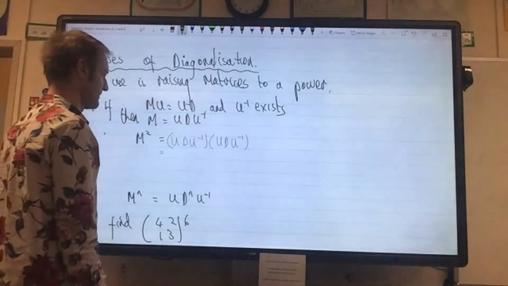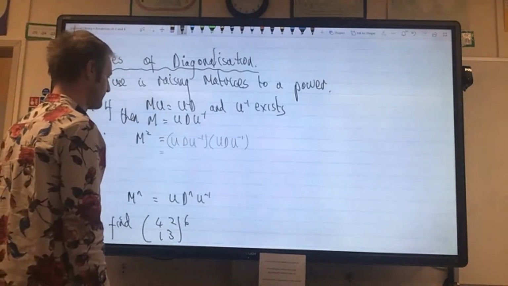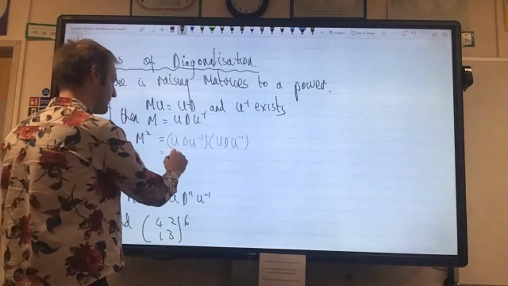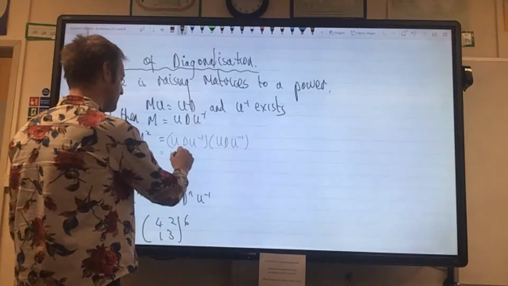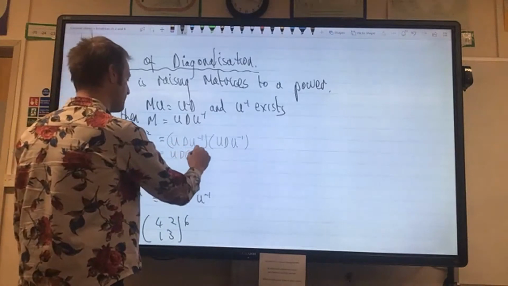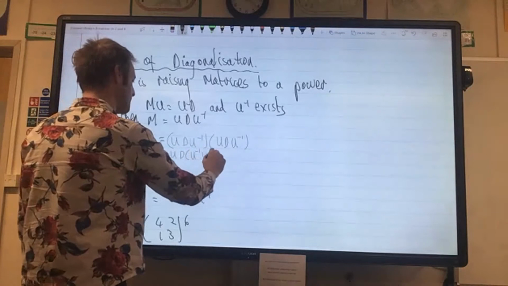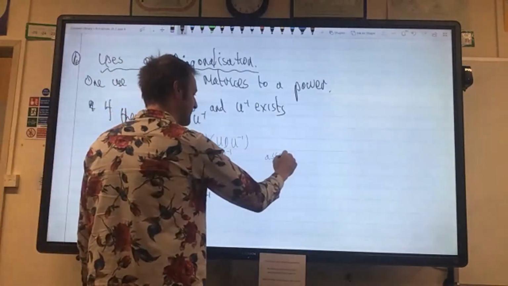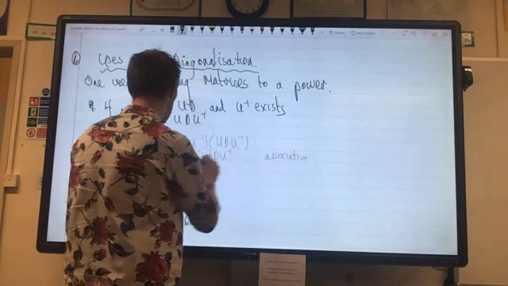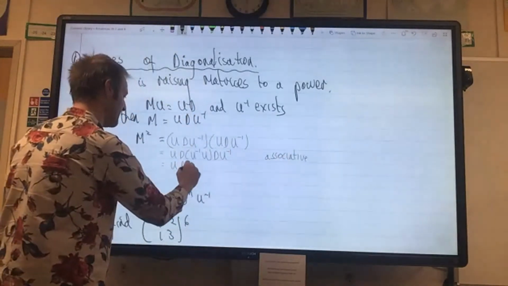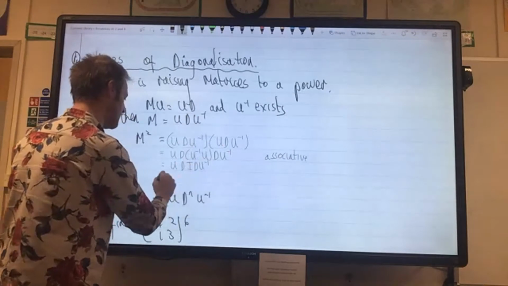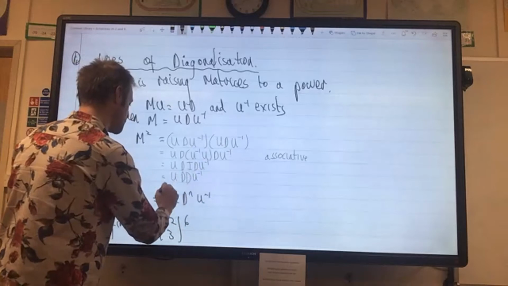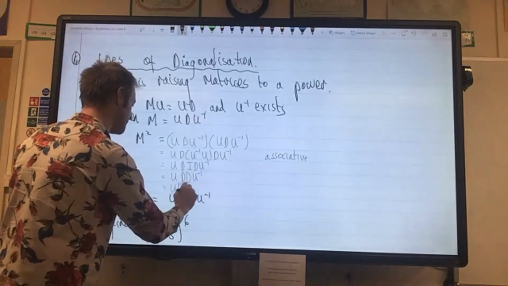Is that just U D U minus 1? Yeah, okay, exactly right. So if I write it, I do a little bit more working than I would always need, but to be careful, I could use the fact that matrix multiplication is associative. So I get U D I D U minus 1, which is U D U minus 1, which is U D squared U minus 1.